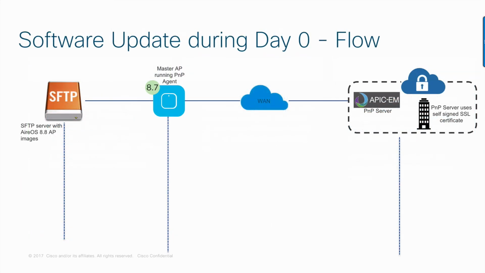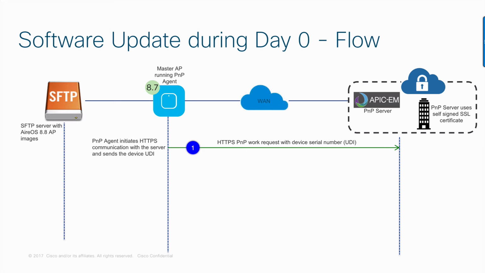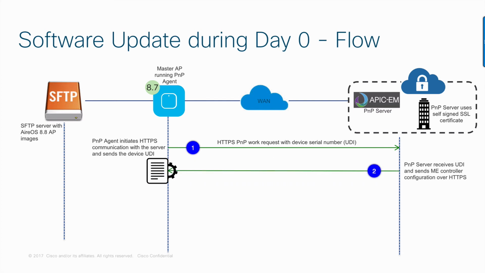So here what we have is, we have an SFTP server, which is hosting AireOS 8.8 AP images, for example. We have an AP with 8.7 code, and we have an APIC-EM server over WAN, which has the PNP application, and the PNP application has the configuration file. So when we boot up this AP and it comes up, it fires the PNP agent. And when it fires the PNP agent, the PNP agent initiates a connection to the APIC-EM server, to the plug-and-play service, and the plug-and-play service would send the controller configuration file back to the master AP.